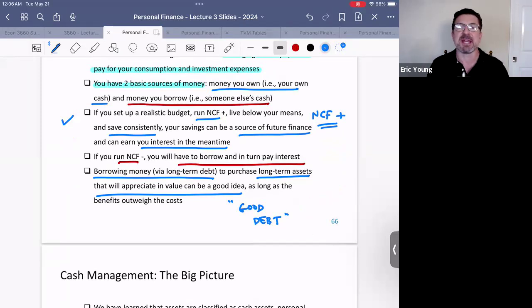Bad debt would be debt that either you cannot afford, where the interest drowns you, or debt that's used to finance things that depreciate in value, personal possessions, cars, things like that.